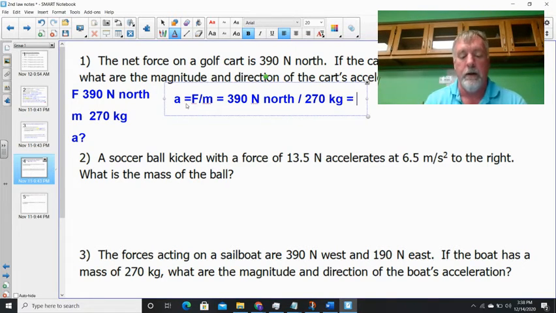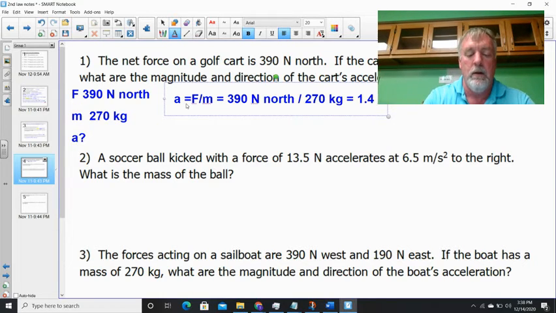Let's punch that into the calculator very quickly here. 390 divided by 270. Did a little typo there. 1.4 meters per second squared. And we also know it's in the same direction as the force, so this is going to be north. Okay, easy peasy, just plug in our equation.